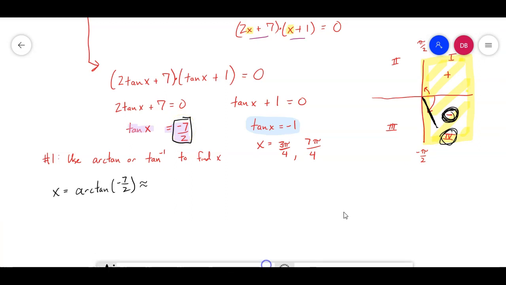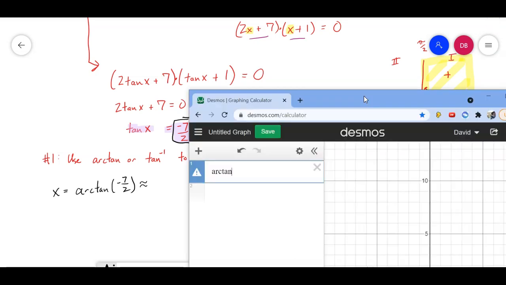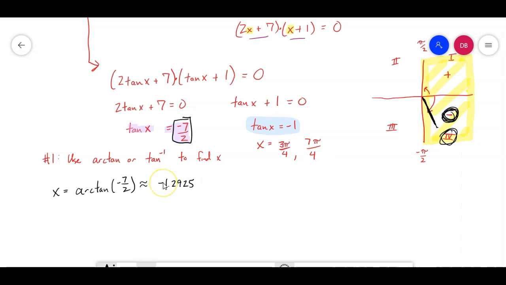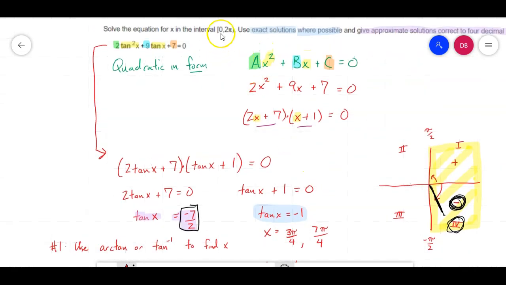So let's find the number. I'm just going to write arctan, open parentheses, negative 7 halves, close parentheses. All right, I get this number, negative 1.2925. This absolutely will not work because it's a negative number. It's not between 0 and 2 pi. We have a negative number here.